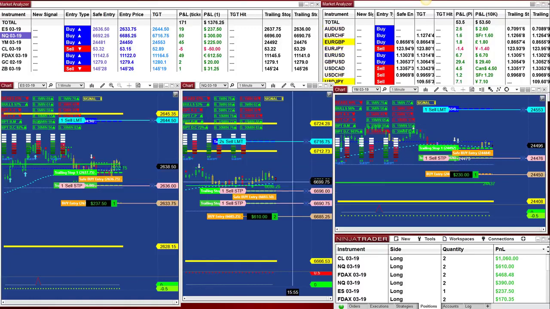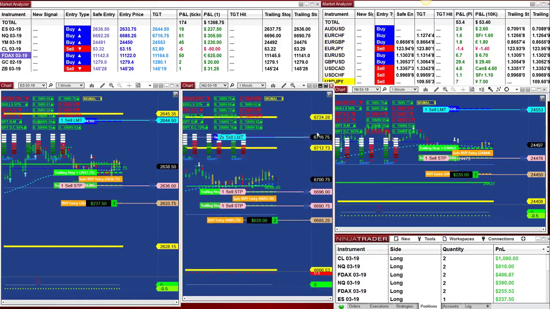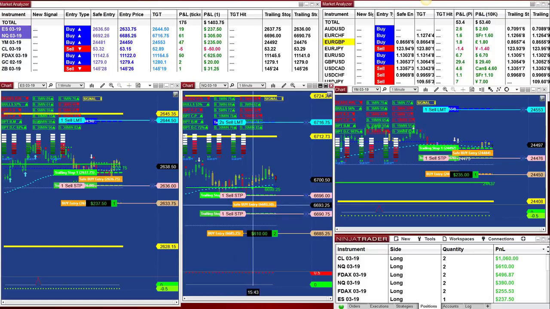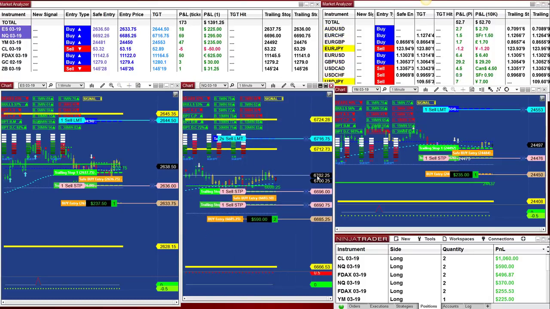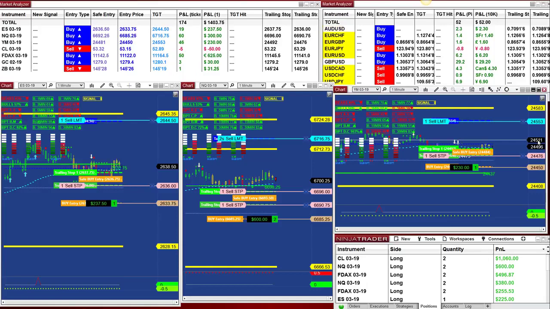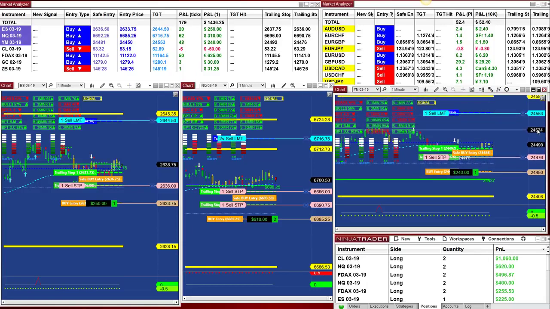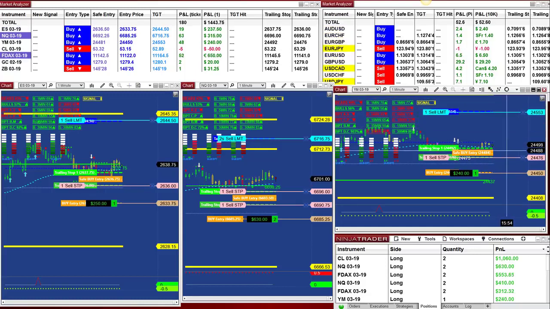Nasdaq is doing extremely fine also. Our target right now, but it's too late, is 1675, and the YM is also based on a 1 minute chart, and we have the target at 24,553. So this is what happened today.